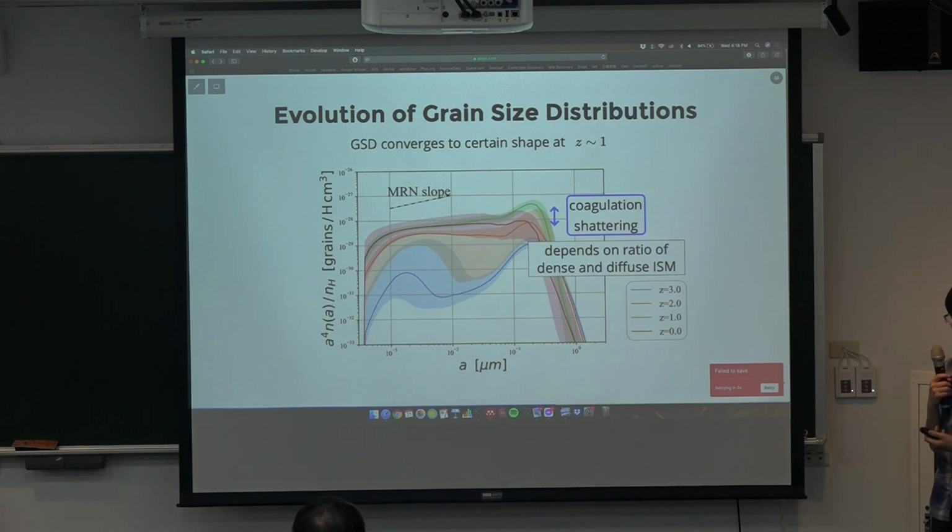And this is caused by the shattering and coagulation effect, which depends on the ratio of the dense and diffuse ISM. So in IllustrisTNG, they actually do not well resolve the dense ISM. So this offset is probably due to the unresolved physics. We cannot be sure about this, but we can test it in some future, maybe in a higher resolution simulation.